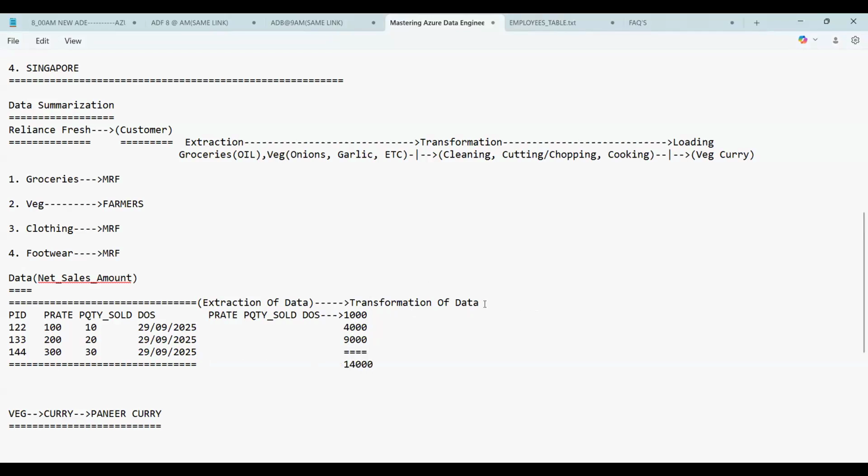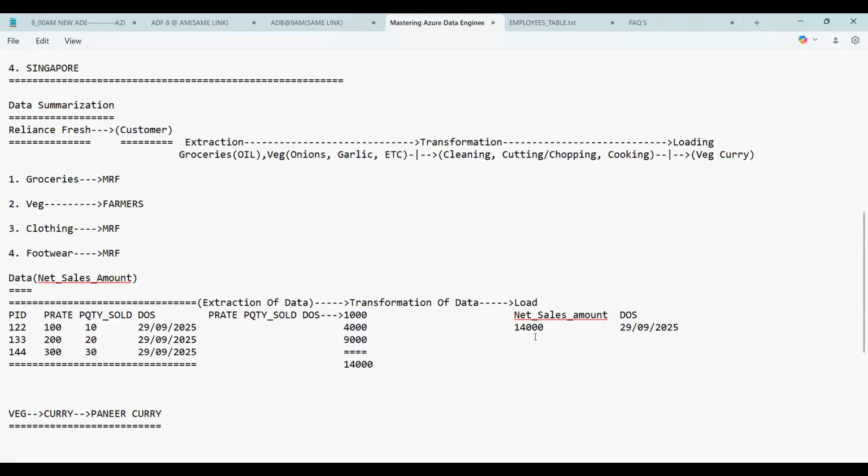Now, guys, finally, I will load the data into the target system like this. What is that? Net sales amount and date of sales. What is the net sales amount, guys? Can you tell me now? Net sales amount is 14,000 and the date of sales is, what is the date of sales? 29th of September 2025.